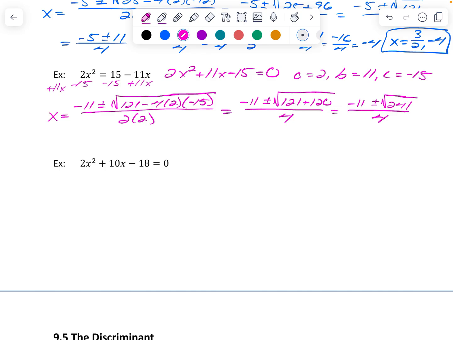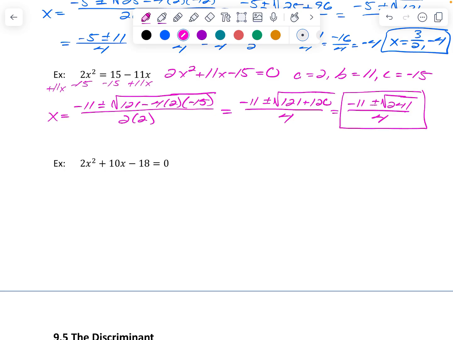Well, in this case, that square root of 241 is a perfect square. Not a perfect square, sorry. It's a prime number, so it can't be simplified. So when it's like that, you can leave your answer just like that.